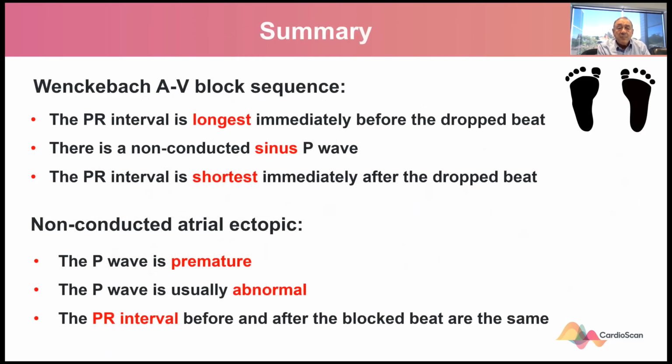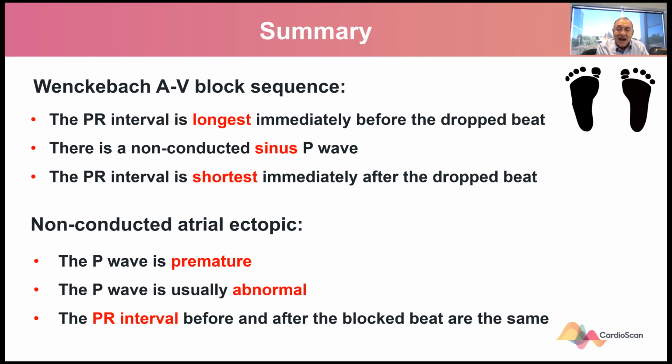So in summary, in Wenckebach AV block sequences, the PR interval is longest immediately before the drop beat. There's a non-conducted sinus P wave. The PR interval is shortest immediately after the drop beat. Whereas with non-conducted atrial ectopics, the P wave is premature, the P wave is usually abnormal, and what is critical is that the PR interval before and after the block beat are the same.